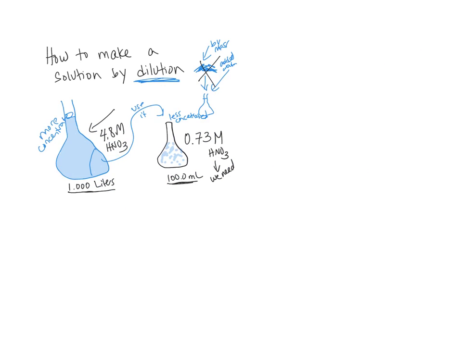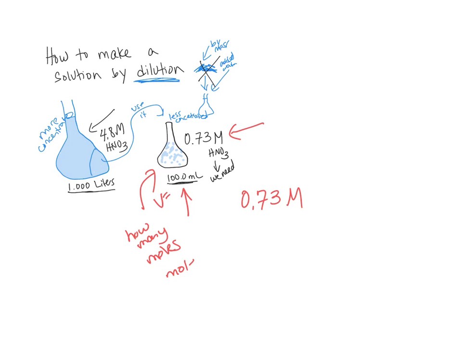If we want to make a solution with this concentration and this amount, we know that our molarity has to be 0.73 molar and our volume is 100 milliliters. In order to make this, we need to know how many moles of nitric acid we have in here, because concentration in molarity is moles over liters. So we have to find out how many moles we have in here. We know that we have 0.73 molar.